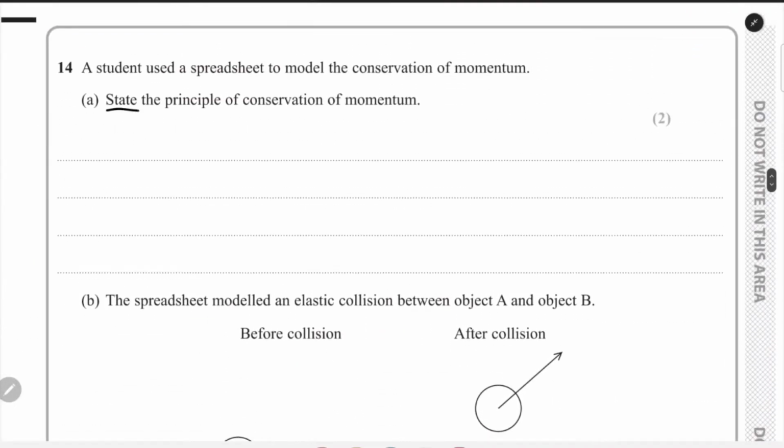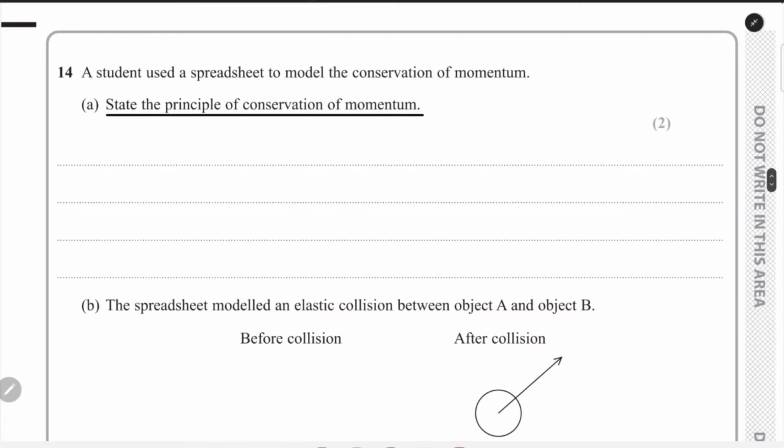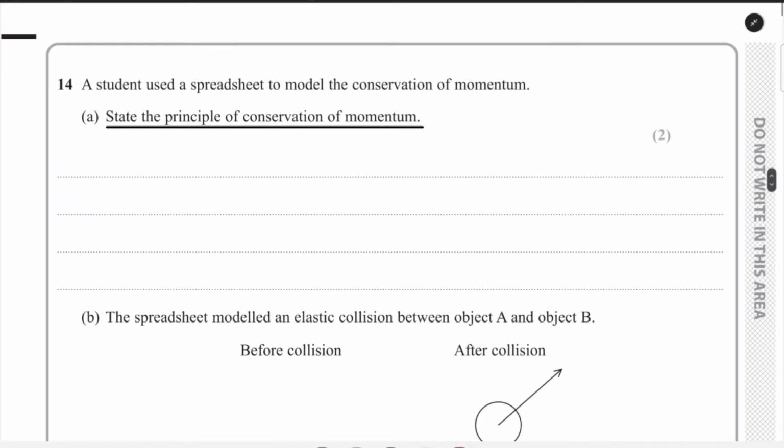Now on to question 14. We have to state the principle of conservation of momentum. We have to remember this. We are given 2 marks over here. The first is the mark about the fact that the total momentum before a collision or an explosion is equal to the total momentum after the collision or explosion. And the second mark, which is commonly missed out, is the fact that we have to talk about the thing occurring in a closed system, or there has to be no external forces on it.